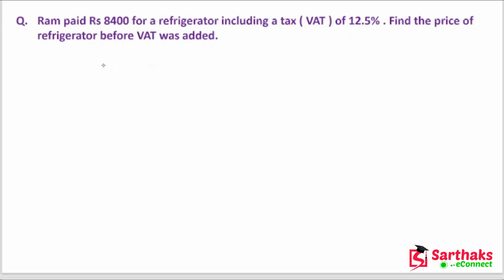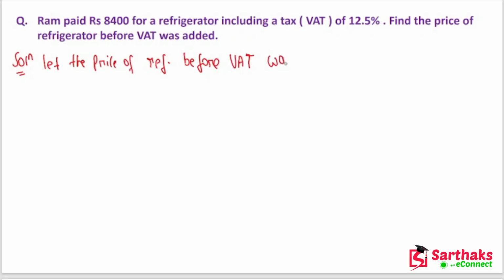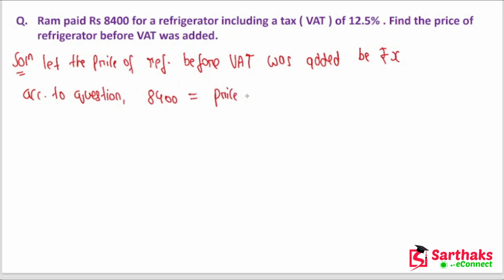Let the price of refrigerator before VAT was added be rupees X. Now X rupees is the actual price of the refrigerator. According to the question, 8,400 rupees is this price including 12.5% tax on it. So 8,400 rupees is equal to price of refrigerator plus VAT, that is value added tax on the price of refrigerator. That is what the question is saying.